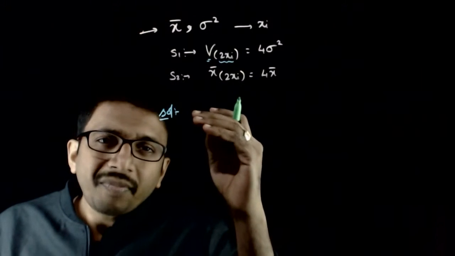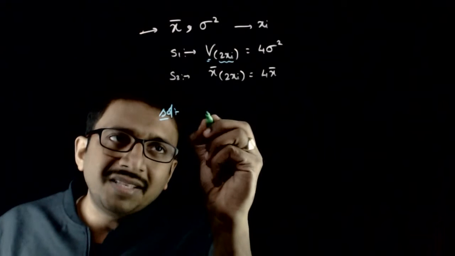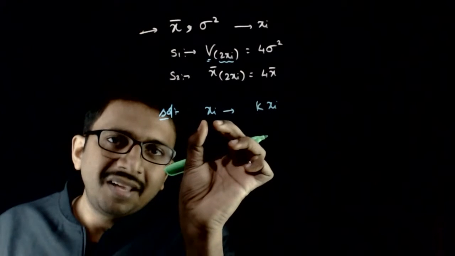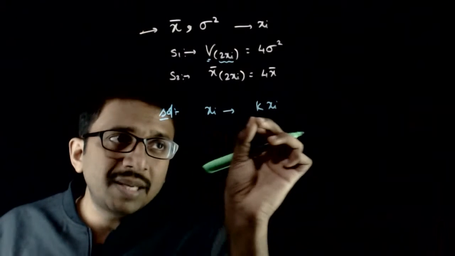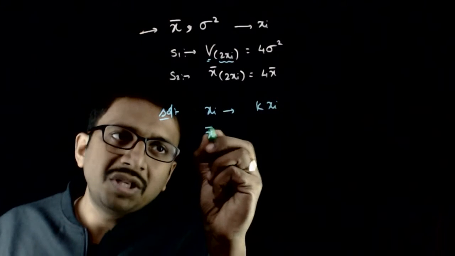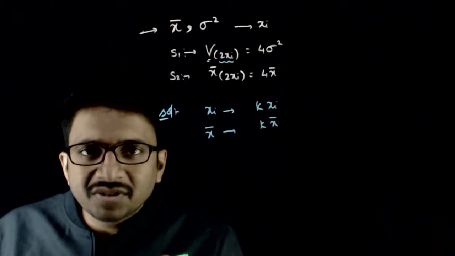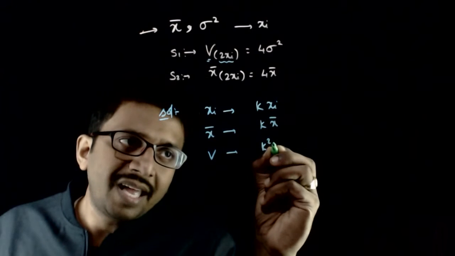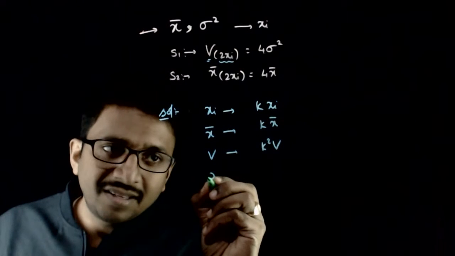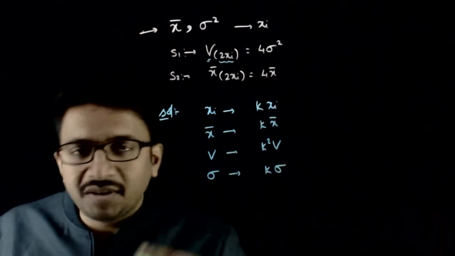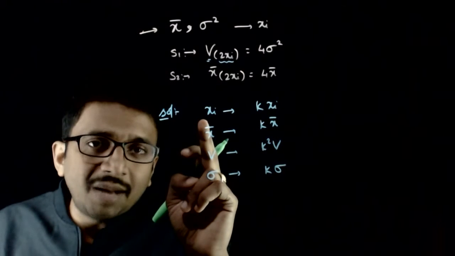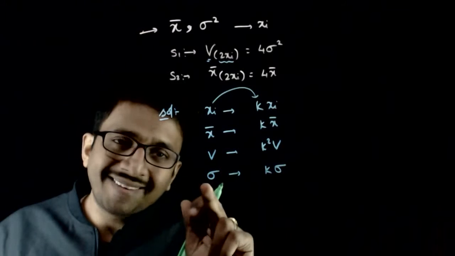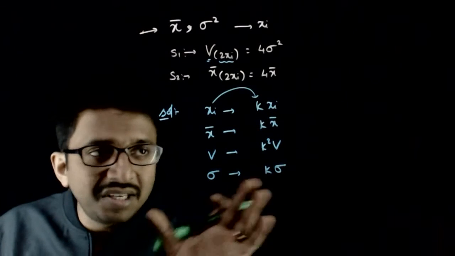If you multiply the given observations with a scalar k, if you multiply each of these observations with a scalar k, the original mean will become k times, the variance will become k square times the original variance, and the standard deviation becomes k times the standard deviation. So whenever you multiply the observations with k, the mean becomes k times, the variance becomes k square times, and the standard deviation becomes again k times. These are the three things that you need to remember.